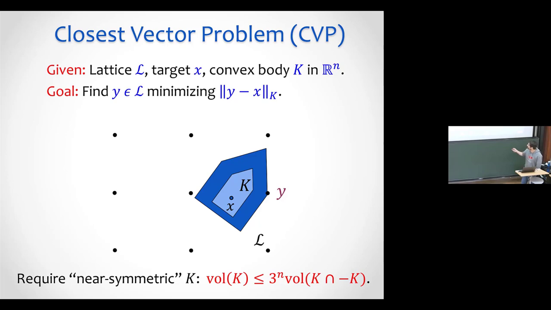Now, it turns out that from the perspective of algorithms, we need something about K not being too far away from being symmetric. So you should think that it's centered, that around zero is a relatively deep point inside K. This is a technical assumption, it's necessary, so you should know that it's needed, but it's not that important in the context of the talk.